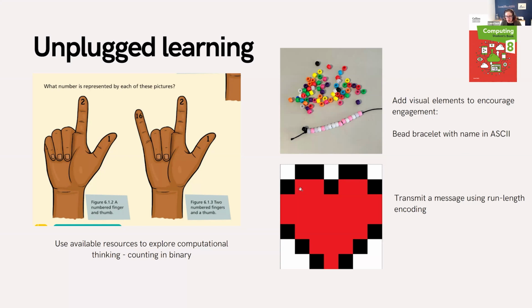And then the bottom one, the heart picture, was part of an exercise using run length encoding. So run length encoding being where you can compress something that you're sending. So this image, you could say on the top left, there's one white block. So that could be one white. And then you could say, instead of saying black, black, you could say two black. So that would be one white, two black.